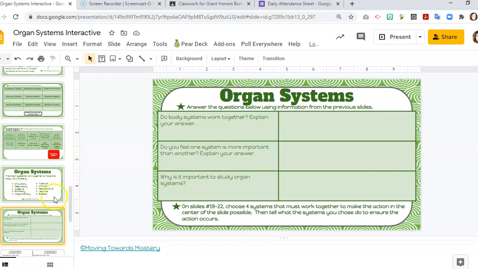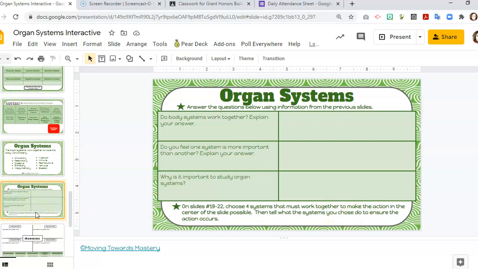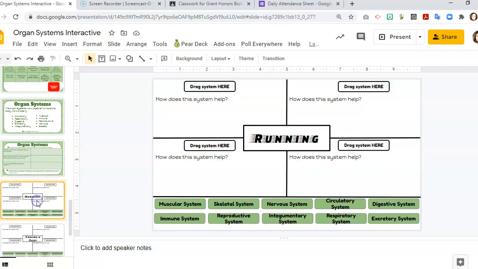Now, on the next slides, here's your instructions. On slides 19 through 22, you're going to choose 4 systems that must work together to make the action in the center of the slide possible. Then tell what the systems you choose do to ensure the action occurs. So here's this one right here. Running. If I am running, what are the 4 systems that would help that?